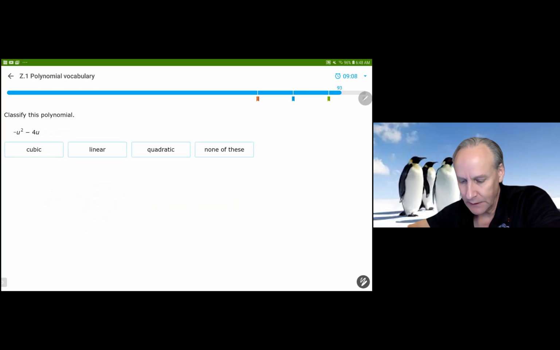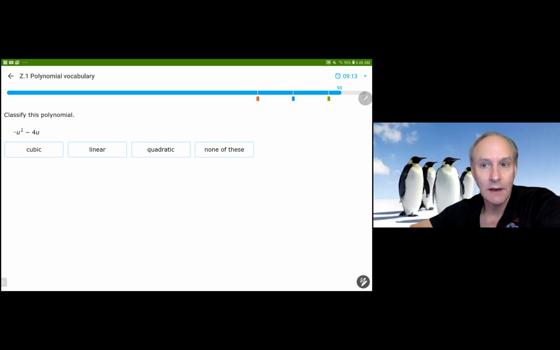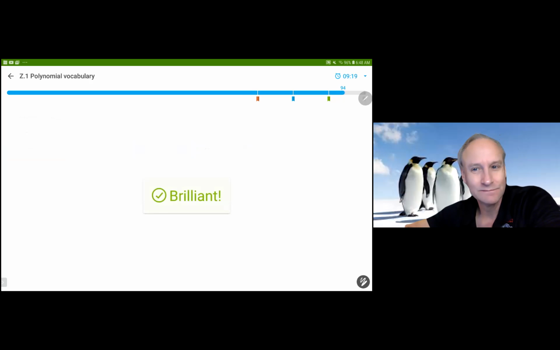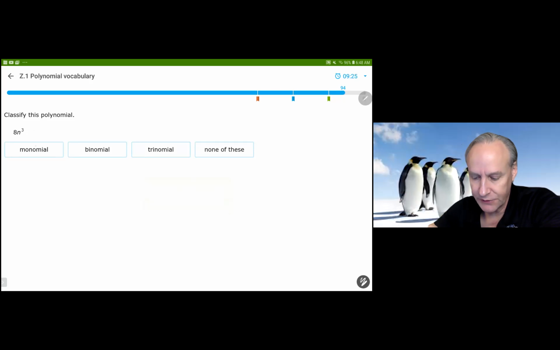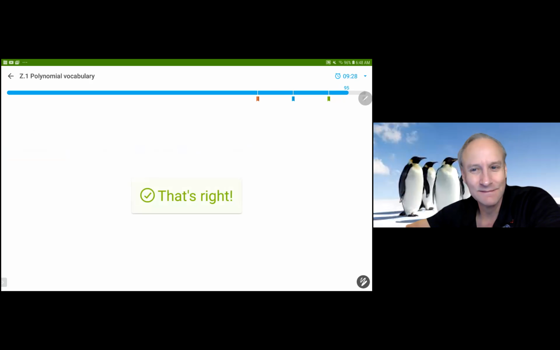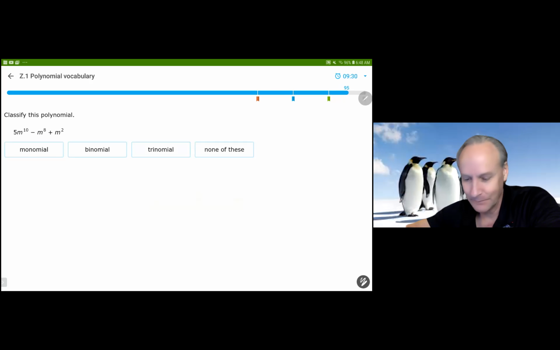This one is a quadratic. I know that's confusing. Remember, it has a squared term in it. That u is being squared, so it's called a quadratic. And this one is a monomial because it only has 1 term. Lots of vocabulary here. This is a trinomial because it has 3 terms.